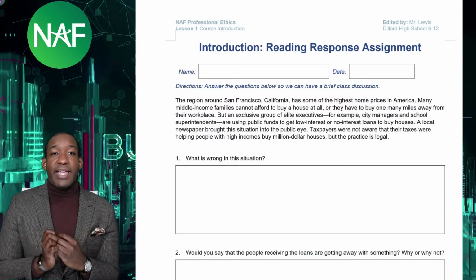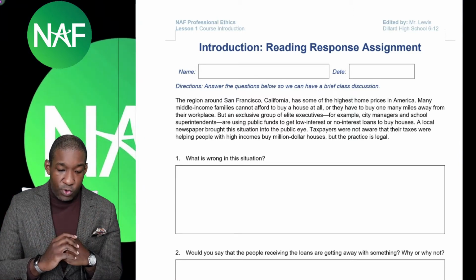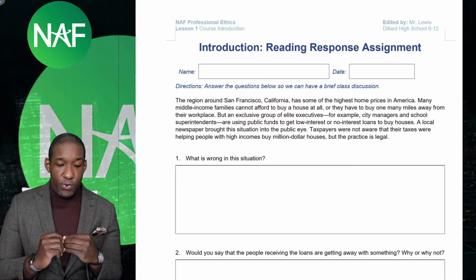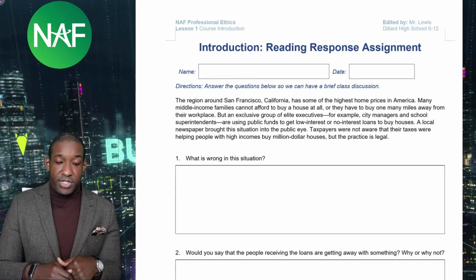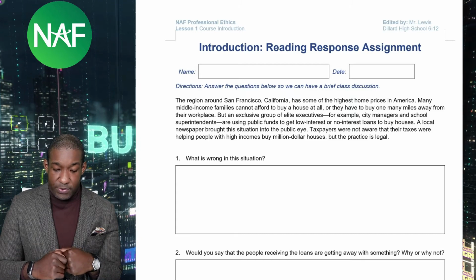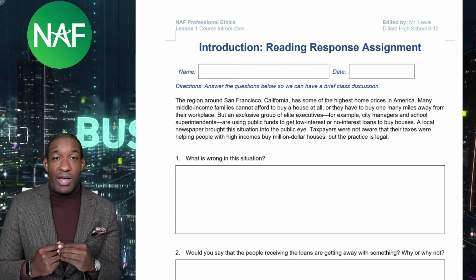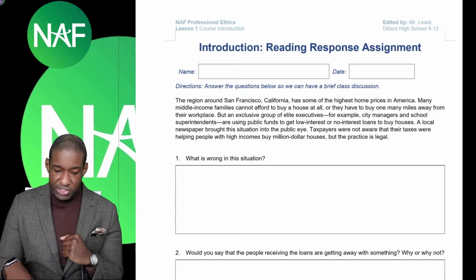If you are in my class, you have this assignment to do next, where you will actually be answering those three questions. For example, the first one is what is wrong in this situation? The second one is would you say that people receiving the loans are getting away with something? And the third question about whether or not, if it was not in the public eye, would your opinions change?